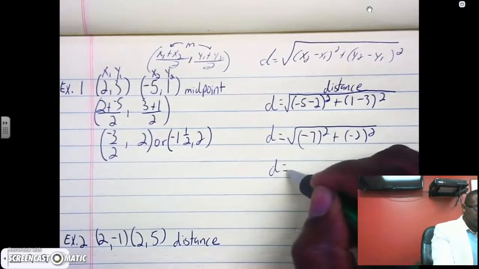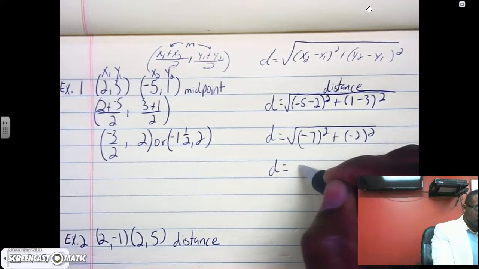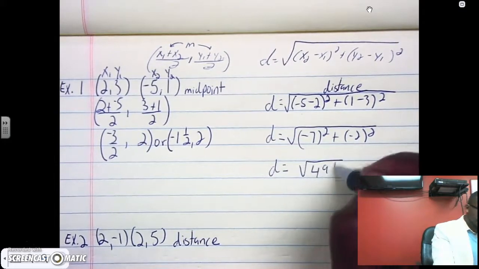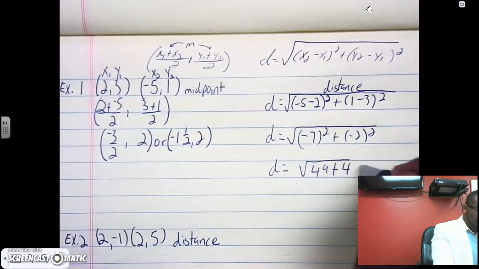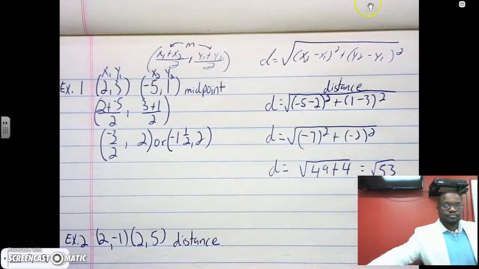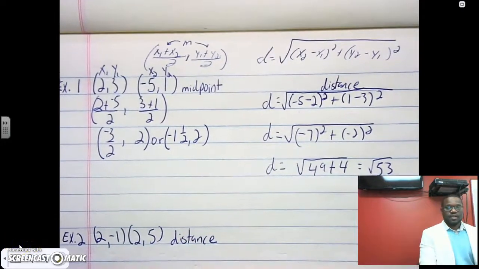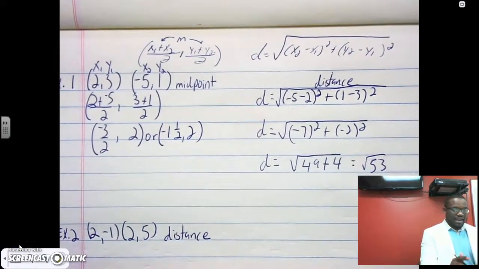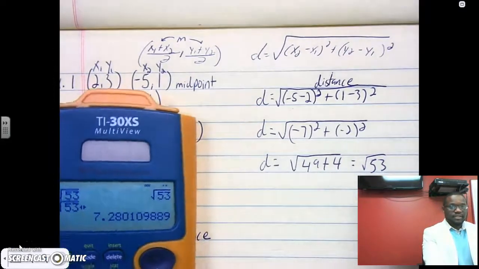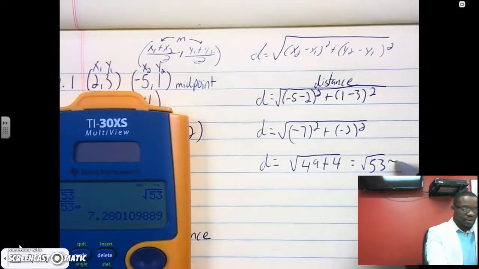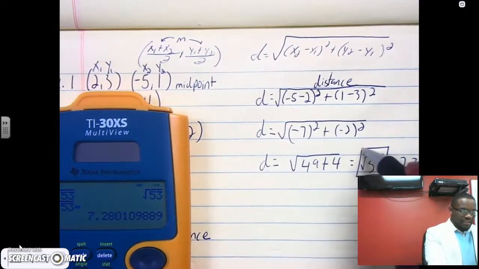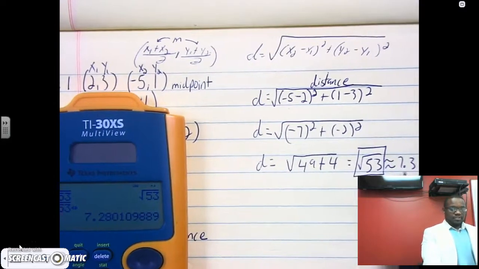So d equals the square root of 49 plus 4, which equals square root of 53. Now, they may ask you, all right, if they say to round, I put that in my calculator and I get 7.28, so that's approximately 7.3, depending on how many decimal places they tell you to add it. But I am going to stop right there unless I give you other instructions.